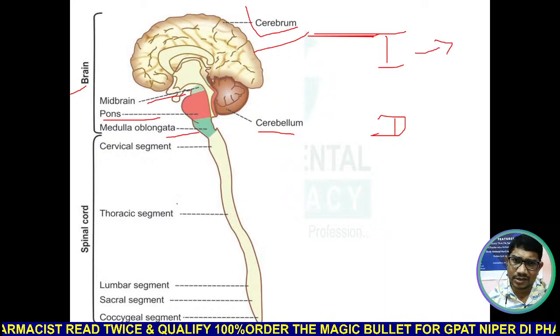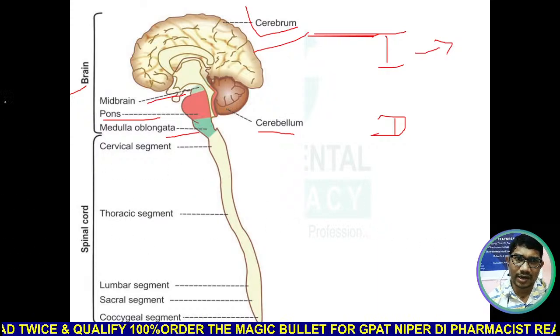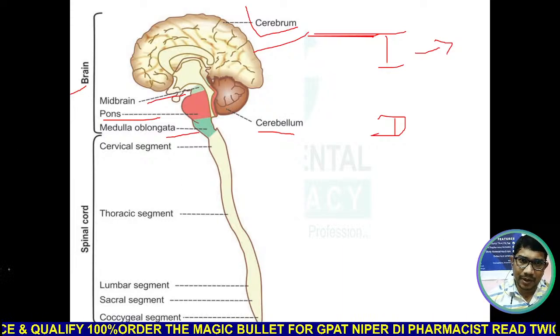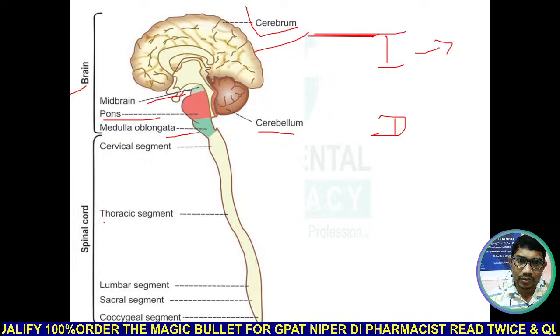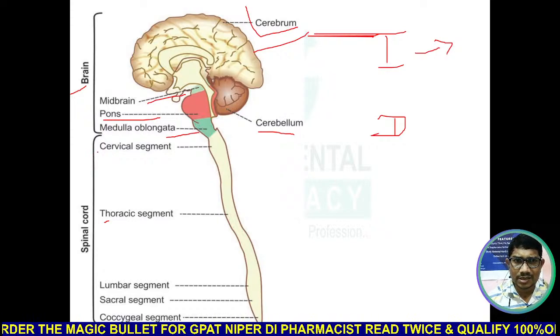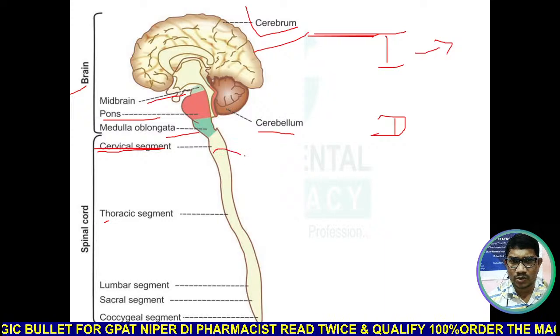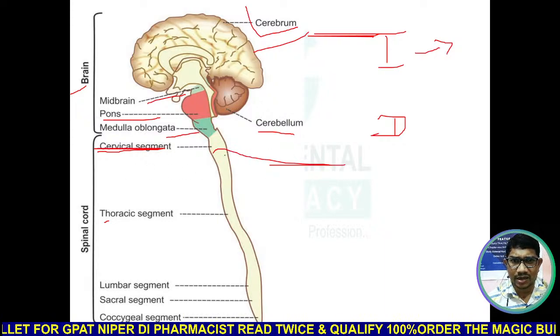Then cerebellum, small brain or hindbrain, pons, medulla oblongata, etc. Then spinal cord. In the spinal cord you have three segments. In the spinal cord, cervical segment. So from the cervical segment some nerves will come, cervical nerves.